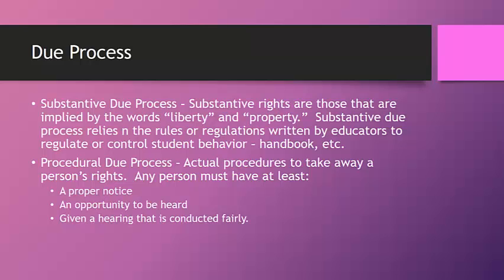Substantive due process relies on the rules and regulations written by educators to regulate or control student behavior. In other words, your handbook, your policies, etc. If you are going to deny a student a free and appropriate public education, which we will use that term in a minute, that is considered a right, and so you have to have in place the policies that state what could happen if certain rules are broken. And that, of course, comes in your handbooks, in your policies, and so forth. And all that makes up substantive due process.